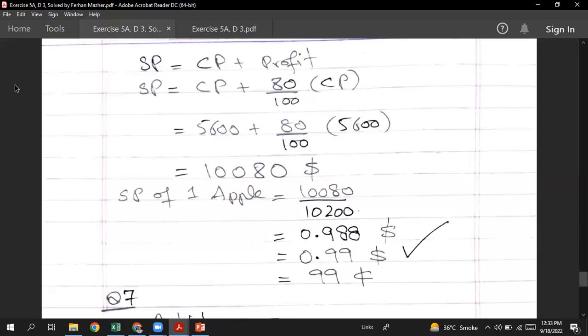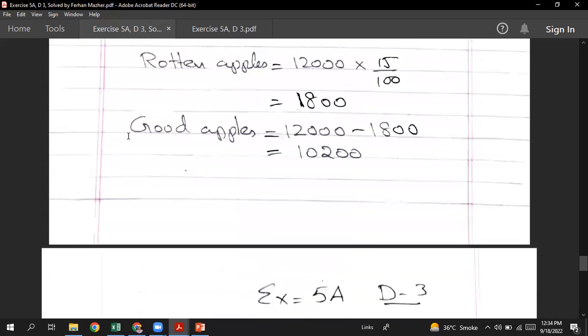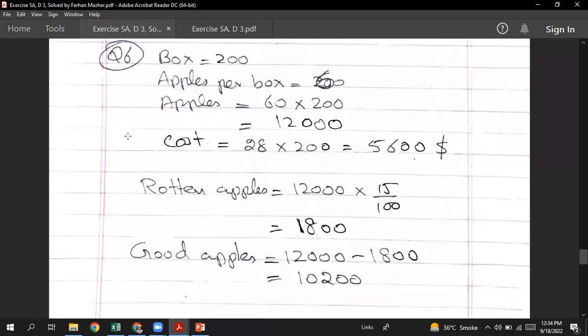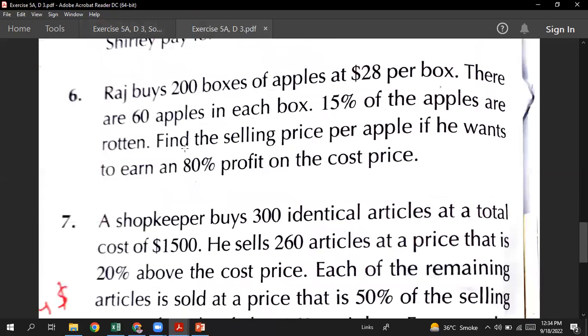When you want to convert dollars into cents, you multiply by 100. If the sale price is $0.99, you multiply it by 100, and you will get the sale price in cents. So this is how you will do this question. It has two kinds of calculations, one about the apples, the other one about the sales.